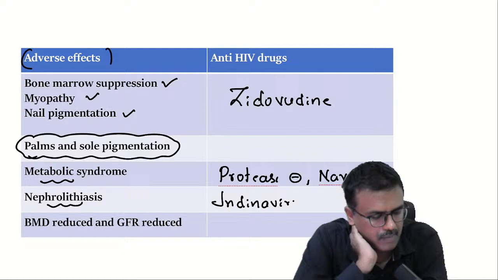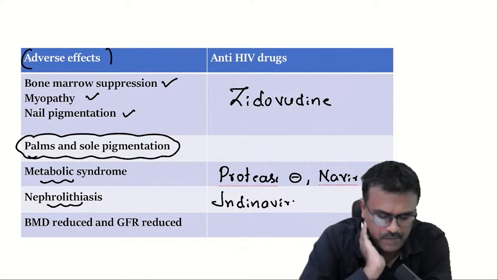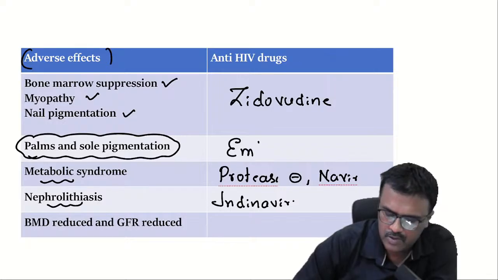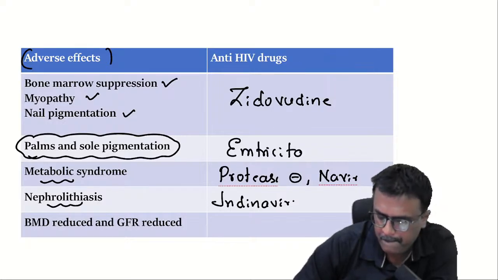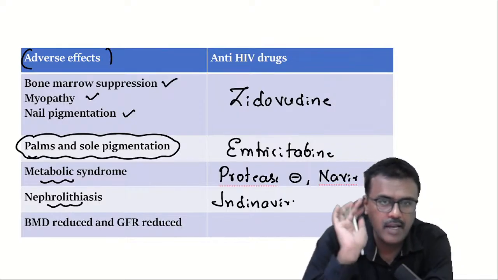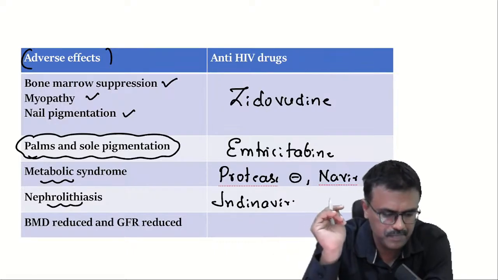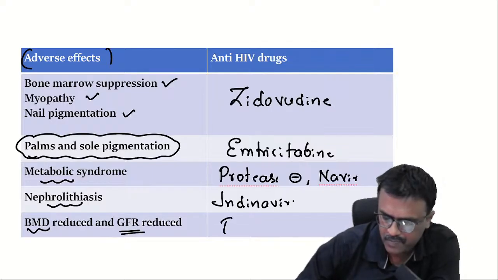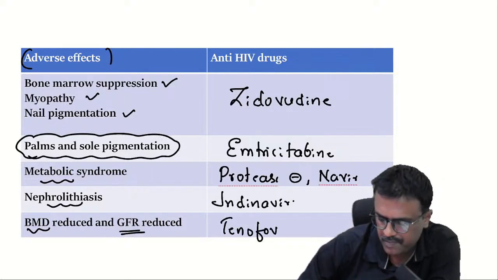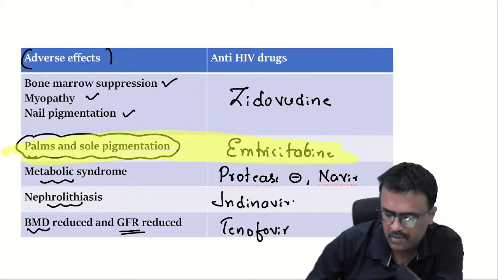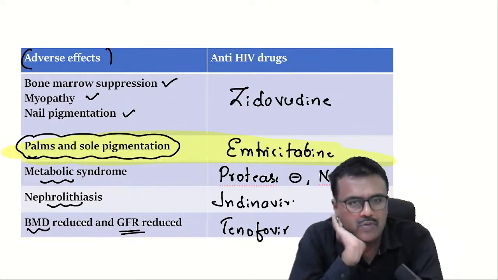Yes, Rama, tell me. Which one will cause palm and sole pigmentation? That was the previous question. The name is emtricitabine. Emtricitabine can cause palm and sole pigmentation, but nail pigmentation is done by zidovudine. Then bone mineral density and GFR reduced by tenofovir. And this one which I am marking now, this was your NEET PG question. Palm and sole pigmentation.